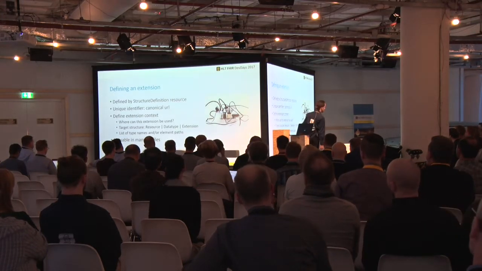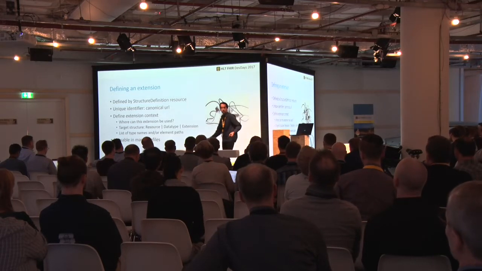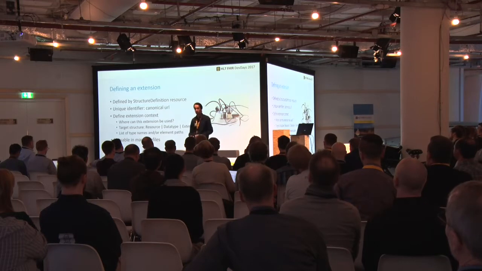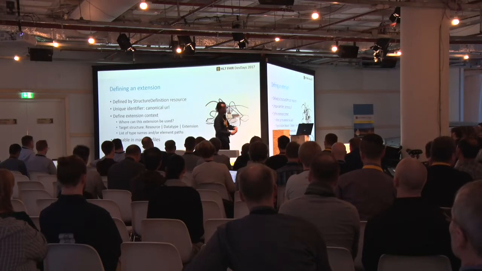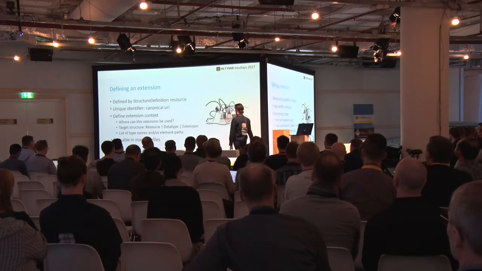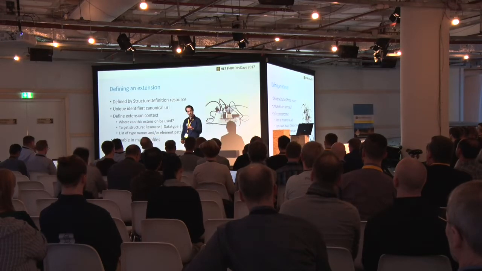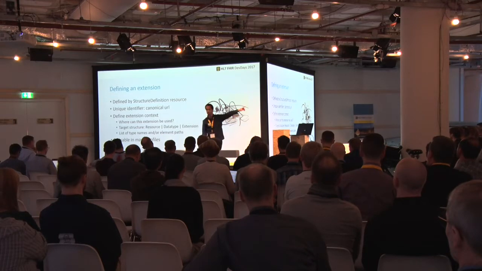So you have to define it. Again, an extension, how do you define it? It's a structure definition, because it's a data type with one or more fields. It might be a simple Boolean, or it might be a pair of coordinates, or anything. As all profiles, it has a canonical URL, because you need to refer to it. Say here, I'm specifying patient race, and what is it? Look at the definition that's published there.